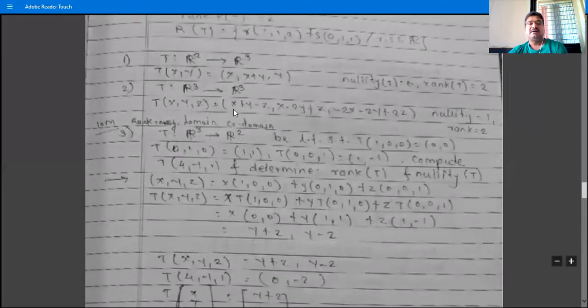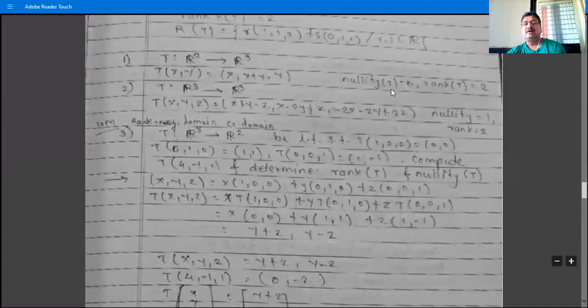The same example, for more: T from R2 to R3, we define as T(x, y) = (x, x plus y, y). Find rank and nullity, and the answers are given. The nullity of T is 0, and the rank of T is 2.